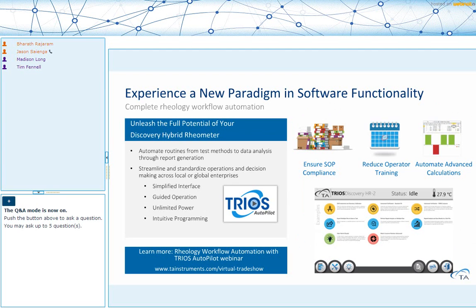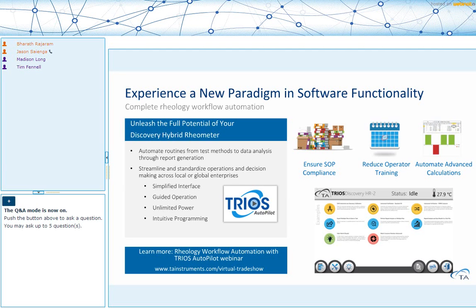And all of this advanced technology is paired with ease of use. The Discovery Hybrid Rheometers can be used with Trios software, and Trios Autopilot is a premium package for Trios that delivers complete workflow automation. It allows you to centralize, streamline, and standardize operations from the R&D lab to the QC lab, so that everyone is running the same procedures, ensuring SOP compliance across different sites, reducing the need for operator training, and automating advanced calculations within the procedure.